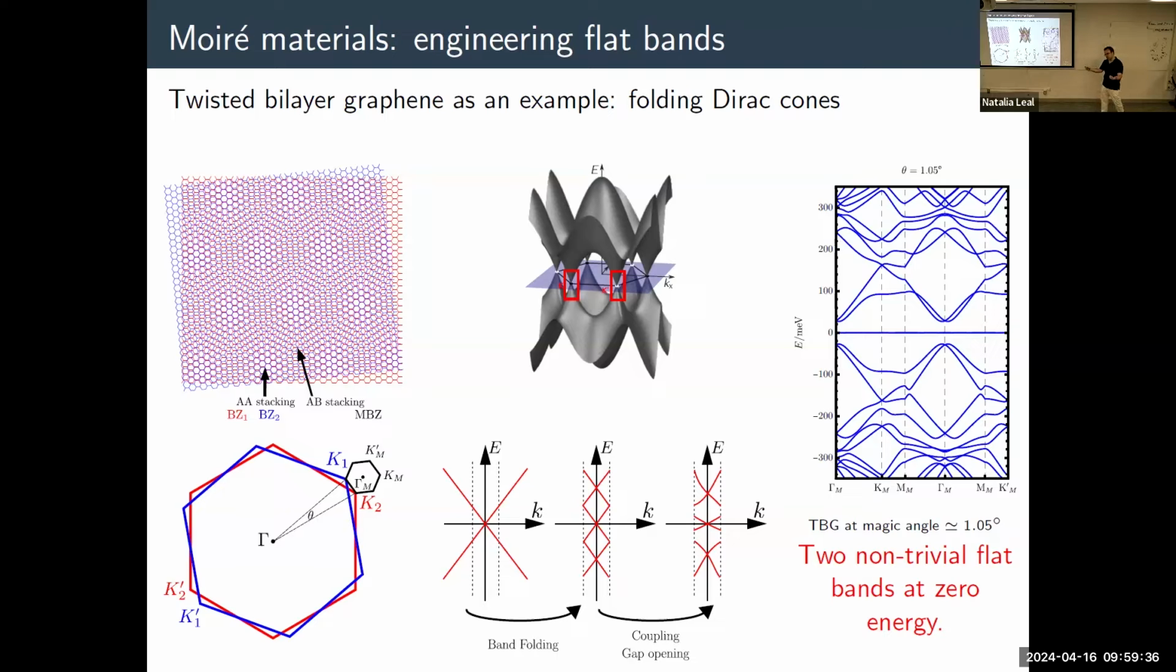And when you introduce a coupling between the two layers, you will get gaps by symmetry. And you know that for some specific angles, the first one being around 1 degree, what you get is two very flat bands around the zero energy of the gap. They are not only flat, but they also are non-trivial.